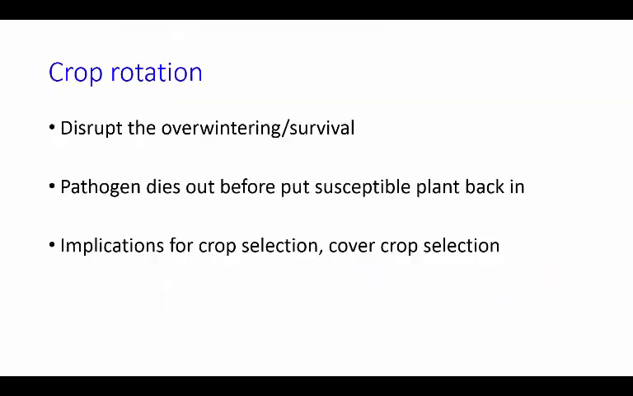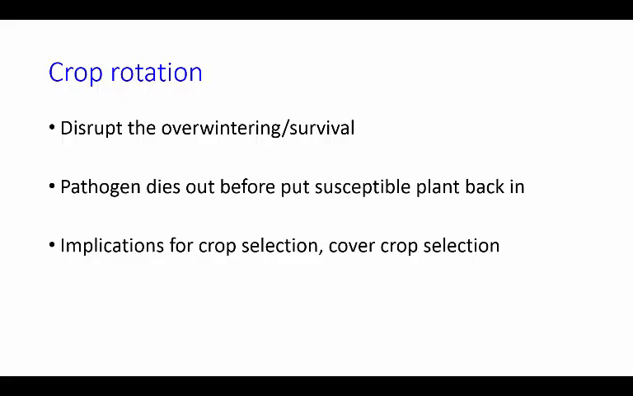Crop rotation is a great option for reducing the risk of some diseases. Basically, by using appropriate crop rotation, you can disrupt the survival of the pathogen by basically starving it of a host plant food source.